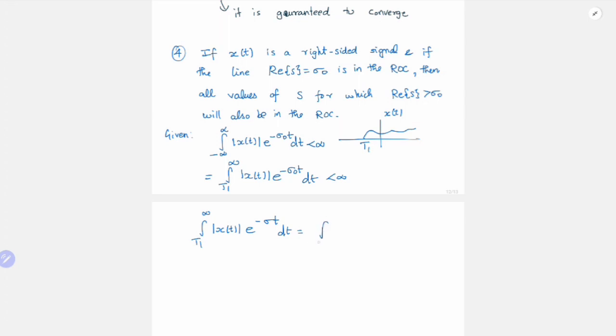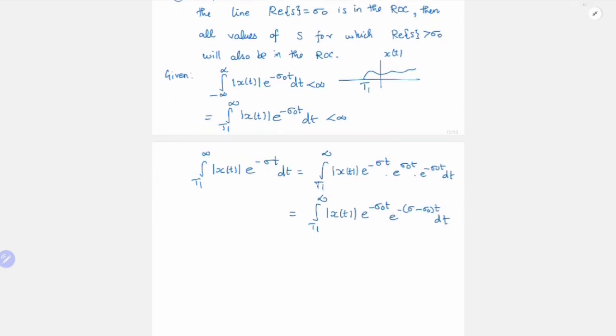So what I do, I just modify this a bit. The integral from t1 to infinity of mod x of t e power minus sigma t, I multiply by e power sigma naught t and e power minus sigma naught t. Basically I'm multiplying by 1, and writing it as e power sigma naught t into e power minus sigma naught t. Then I can combine these terms and write it as e power minus sigma naught t into e power minus of sigma minus sigma naught into t dt. If I want this integral to be finite, this value should be finite. So I require sigma minus sigma naught to be greater than 0, because it is a right-sided signal and it is going to infinity. So my sigma should be greater than sigma naught.